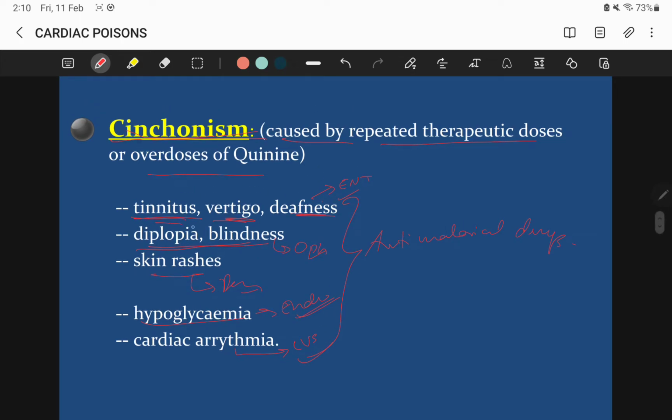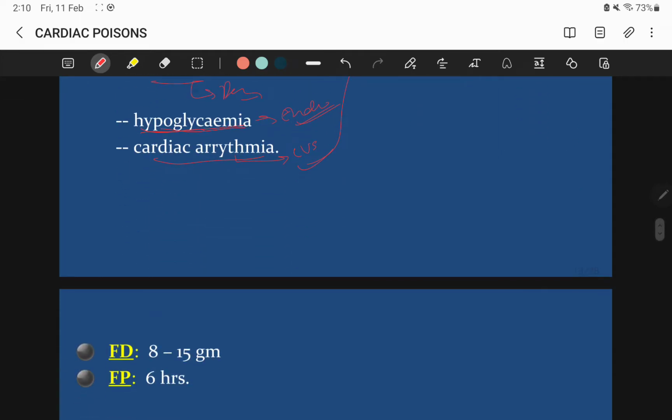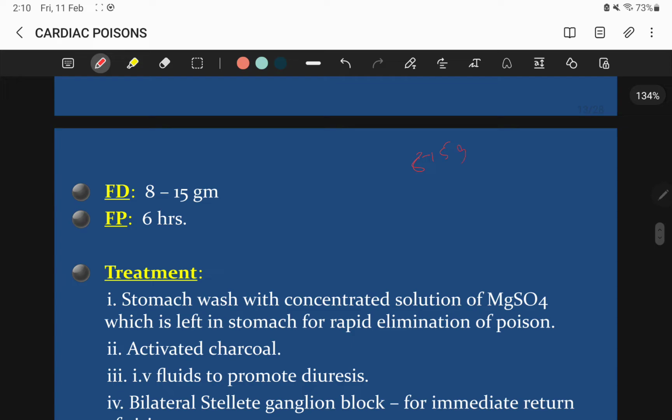In the ear we have tinnitus, vertigo, and deafness. In ophthalmology we have diplopia and even blindness. In dermatology we have skin rashes. In the endocrine system it will cause hypoglycemia. So many complications can occur from this. And then cardiac arrhythmia in the cardiovascular system is also an important side effect of cinchonism, quinine poisoning. What is the fatal dose? The fatal dose is 8 to 15 gram of quinine. The fatal period is up to 6 hours.